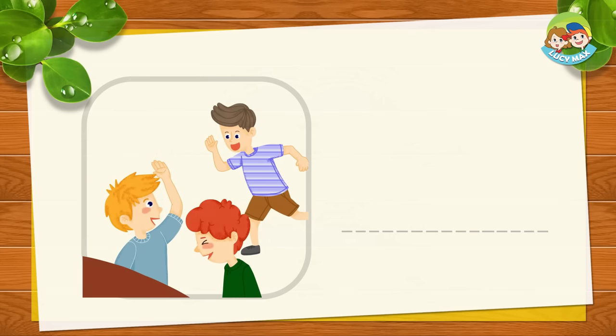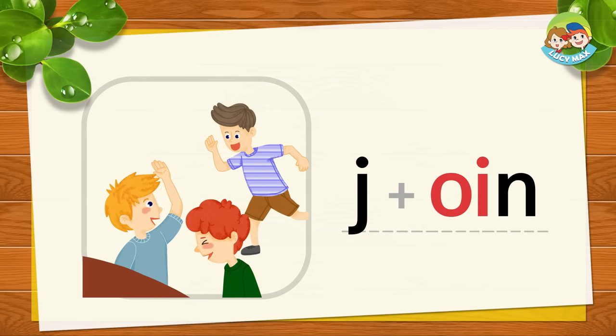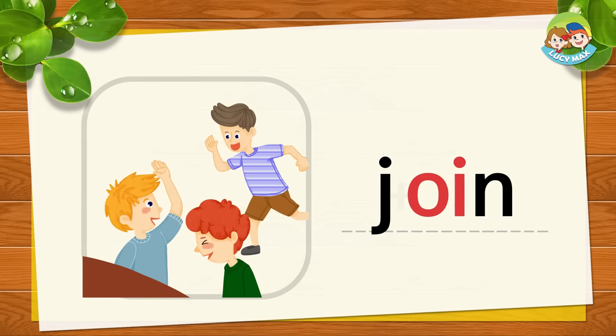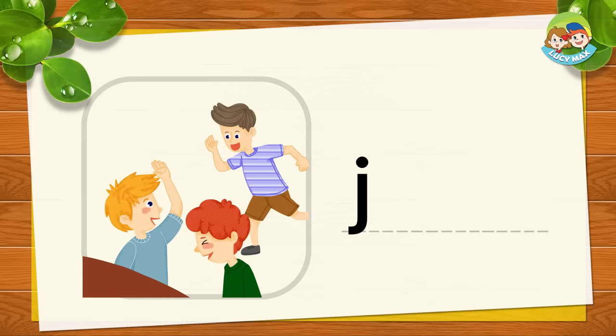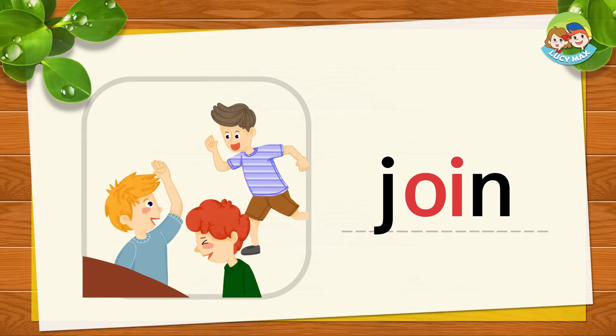A boy is running to the other boys. He will do something with them. He will join the two boys. J, oi, n. Together is join. J, oi, n. Join. Now you try.